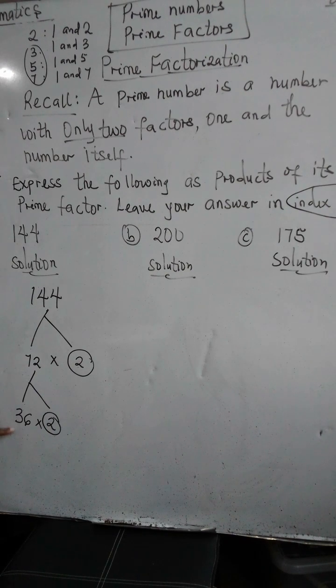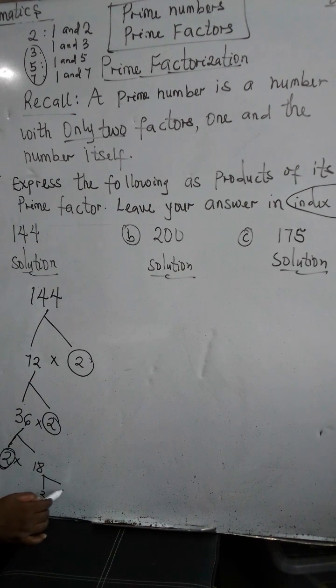Alright, I'll still come this way. I still have 36. I'll keep going. 2 times what will give me 36? 2 times 18, right? Okay. This is 2, I'm going to circle 2, right? And now for 18, I have 3 times 6, right? This is a prime number, right? And for 6, this is 2 times what? 3. Prime number, prime number.